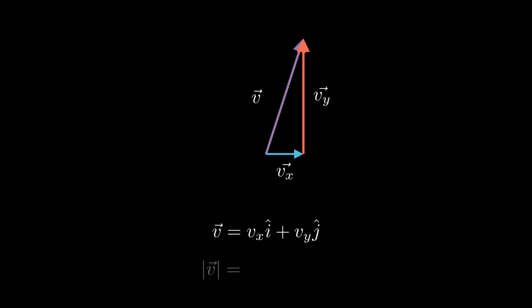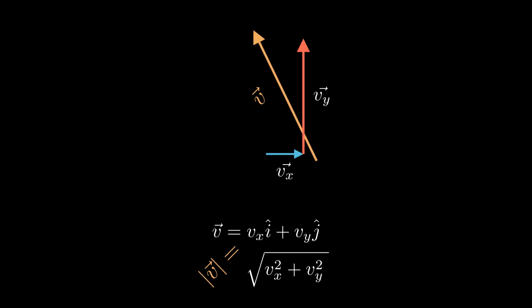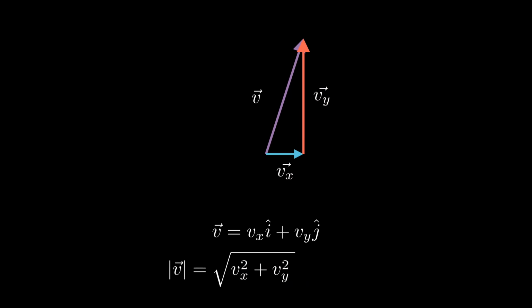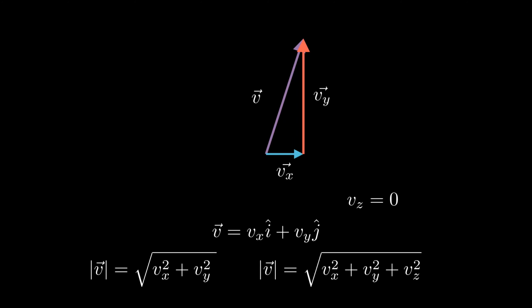The magnitude, or length, of the vector can be found by applying the Pythagorean Theorem, where the hypotenuse, in this case the magnitude, is the square root of the sum of the squares of the components. You've seen this theorem in 2 dimensions, but it carries to 3 dimensions as well.